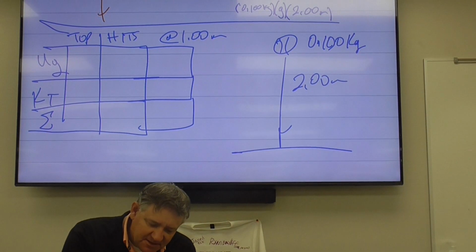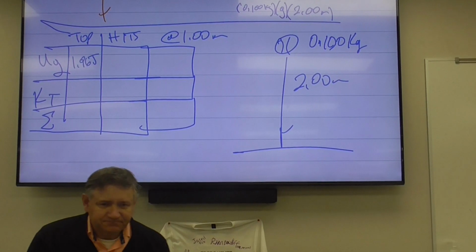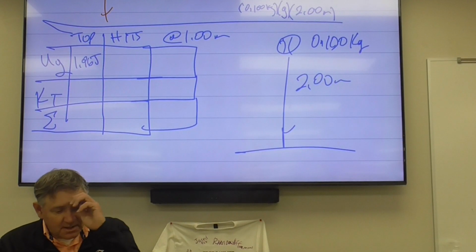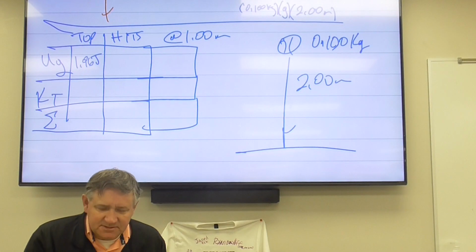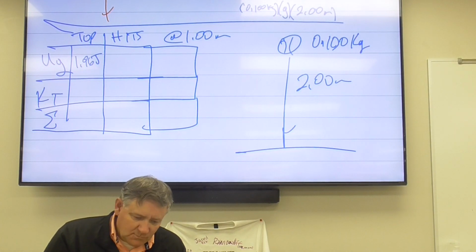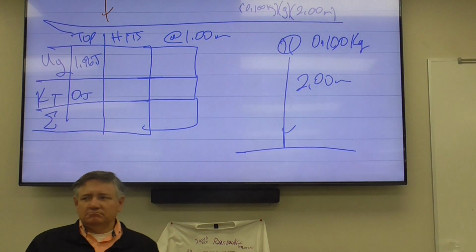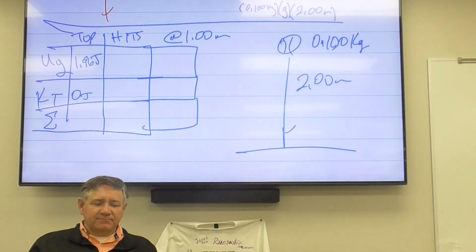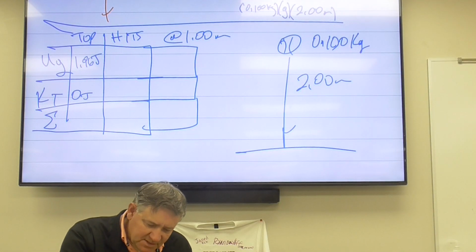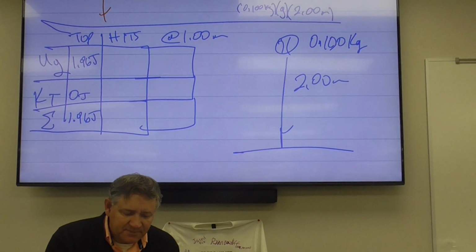So if you do this, you get 1.96 joules, okay? Right? Now, is there any kinetic energy at this point? No. No, okay? So this is 0 J, right? We got nothing in that column. Nothing is there. So at this point, I get this number, 1.96 joules.